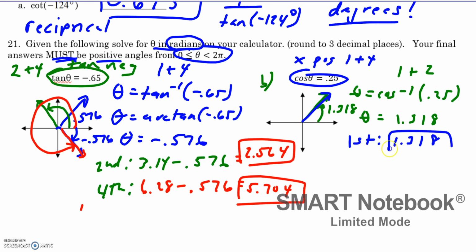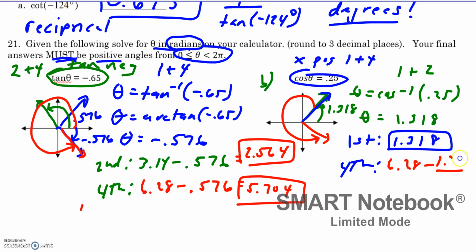So that one's done. My fourth quadrant answer is similar to the previous problem, in that I need an answer down here. So I have to go all the way around for a positive angle. So just like this fourth quadrant answer, you would take 6.28 and you would need to subtract the reference angle. The reference angle in this case is 1.318, so you subtract that. And if I do that correctly, my final answer in the fourth quadrant would be 4.962.